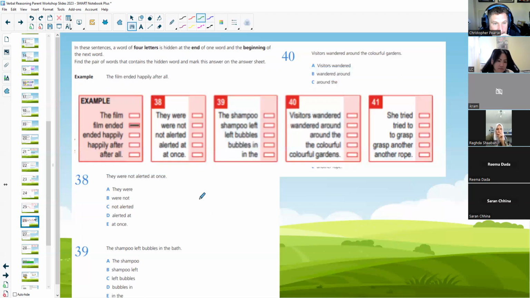So if we look at 38 here, we've got tail between not and alerted. We've got pool between shampoo and left. Now this is one I haven't done yet, so we've got swan there between visitors and wondered. And then we've got span between grasp and another. So again, you could see the efficiency with that once you know what you've got to do and you understand the question type, I might as well just go straight to my multiple choice sheet.